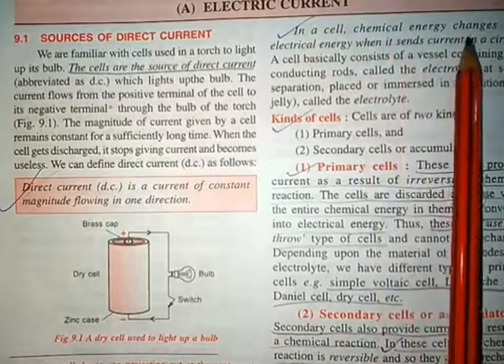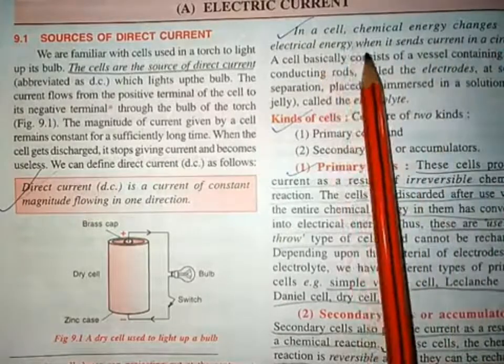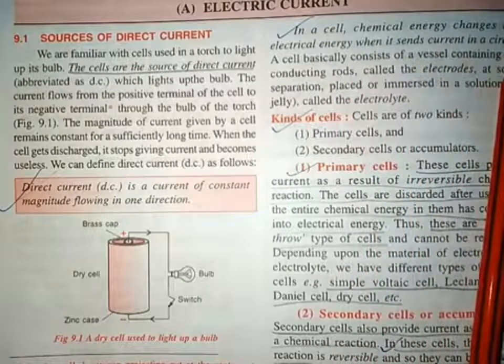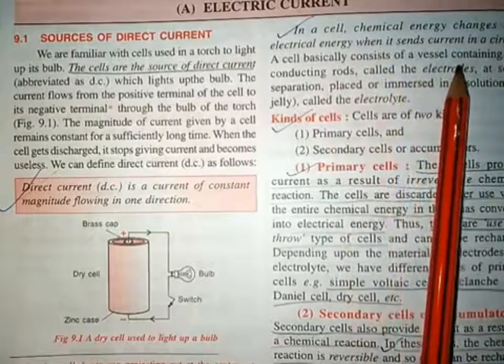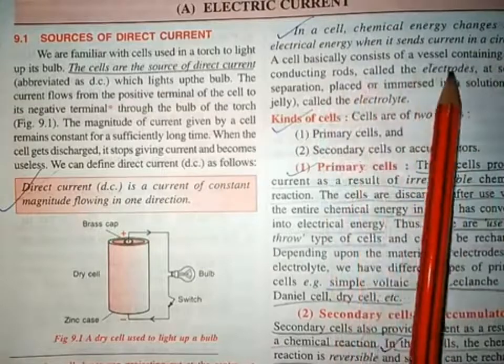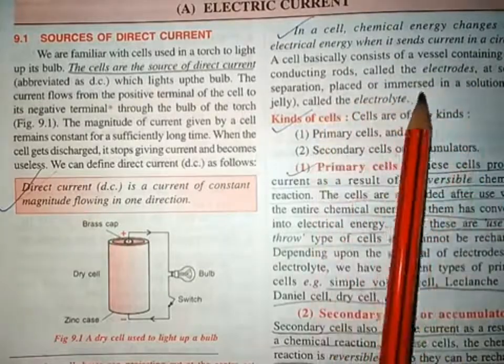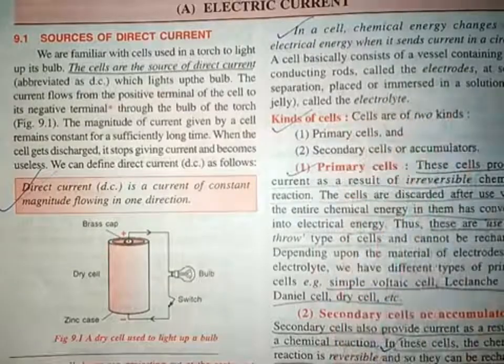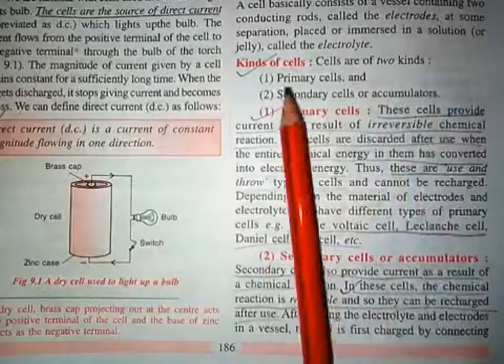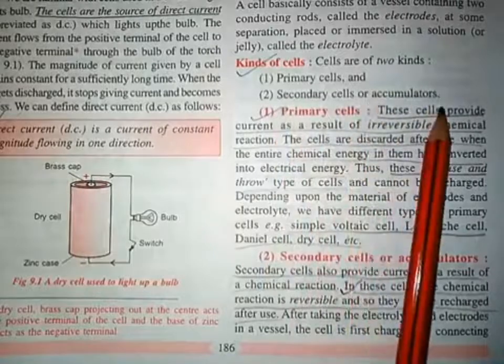In a cell, chemical energy changes into electrical energy when it sends current in a circuit. So a cell basically consists of a vessel containing two conducting rods called the electrodes at some separation, immersed in a solution or jelly called the electrolyte. Cells are of two kinds, primary cells and secondary cells or accumulators.